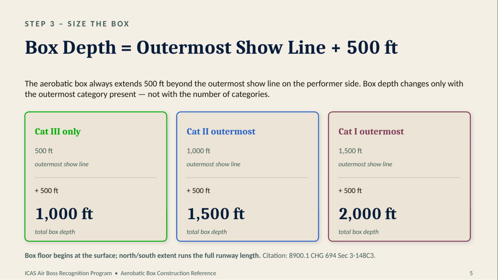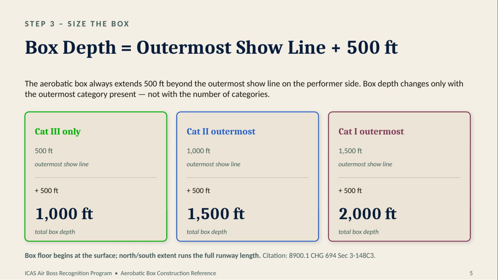If your show runs Category 3 aircraft only, your outermost show line sits at 500 feet, and your total box depth is 1,000 feet, that 500 plus the 500-foot buffer. If Category 2 is your outermost category, your show line sits at 1,000 feet, and your box depth becomes 1,500 feet. If Category 1 is present as your outermost category, your show line sits at 1,500 feet, and your total box depth is 2,000 feet.